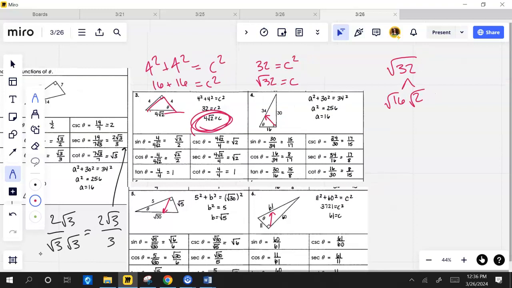You don't know how to break it down like this? Okay, so what I'm doing is I'm looking for the biggest perfect square. Perfect squares being 4, 9, 16, 25, 36, and so on. I'm looking for the biggest one of those numbers that I can divide that by. Okay, in this case, it's 16. 16 times 2 is 32, right? And we do that because the square root of 16 is 4, and then we leave the 2 under the radical.